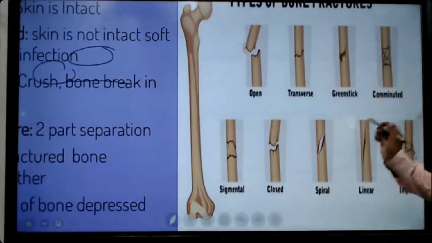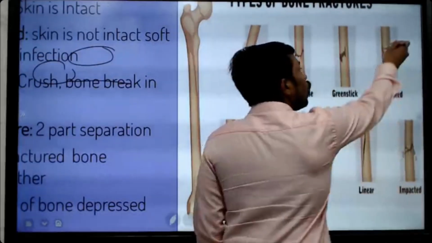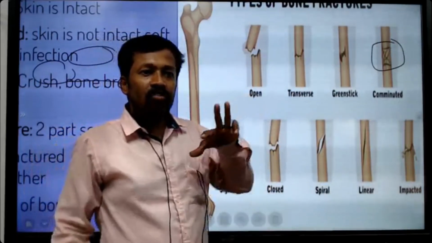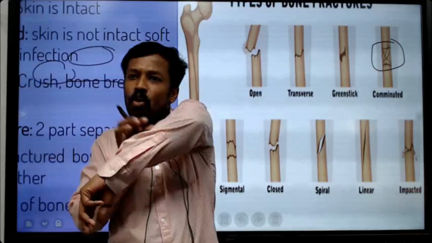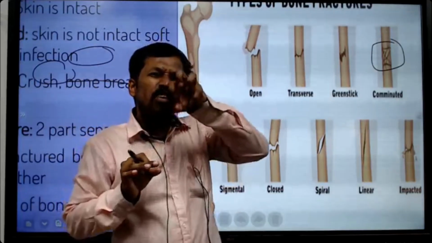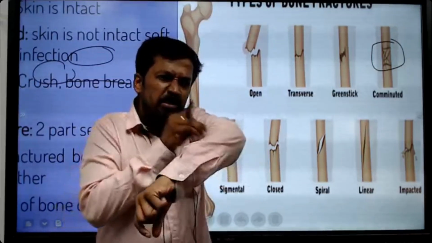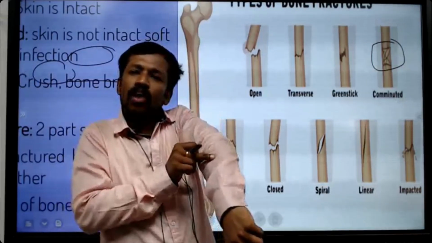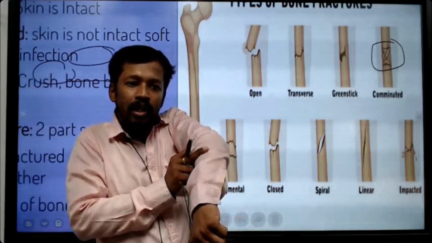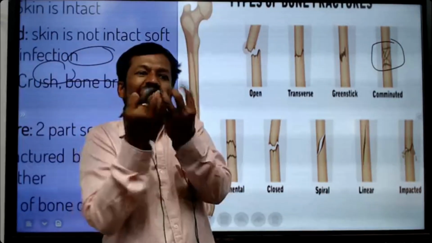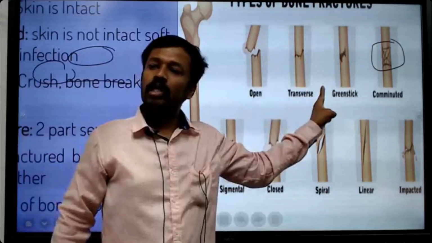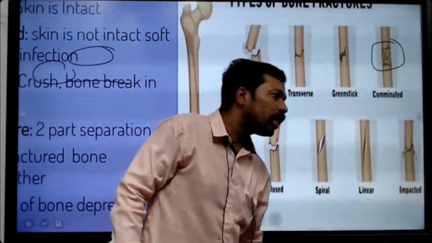Okay, so here in this picture, can you see what happened here? Multiple fragments, multiple fractures. The fracture has happened in one area, but what happened? The bone fractured into multiple pieces. That is called comminuted fracture.